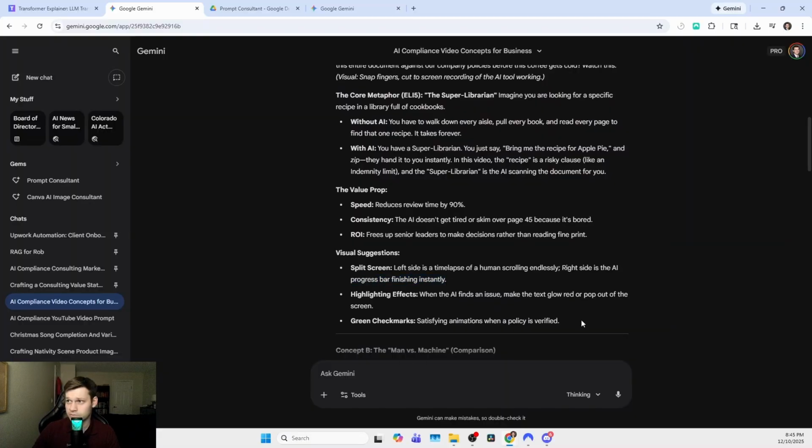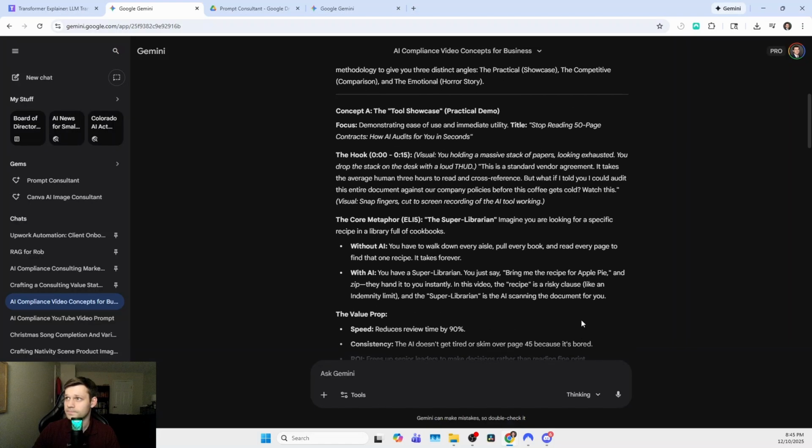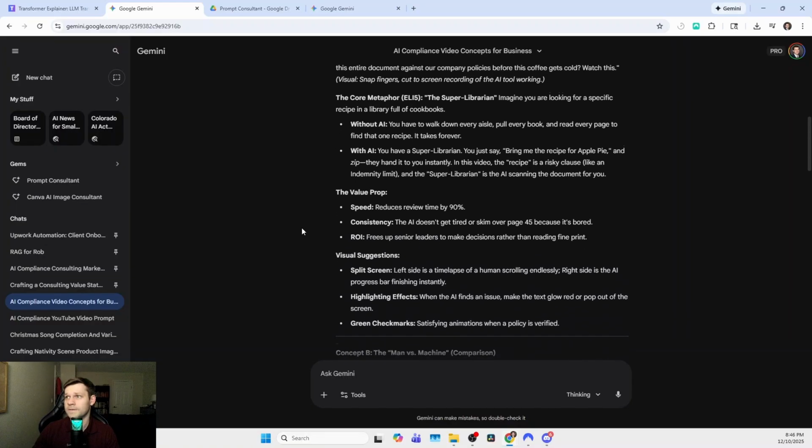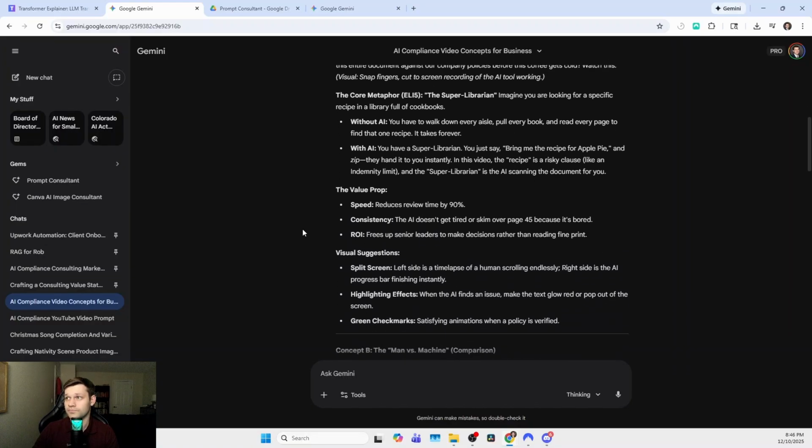Okay, so this is interesting. However, what is the tool? Okay, standard vendor agreement. 3 hours to read and cross-reference. Audit this entire document against our company policies before this coffee gets cold. Oh, okay, that could be good. And useful too. That would actually be really good. That would be funny.